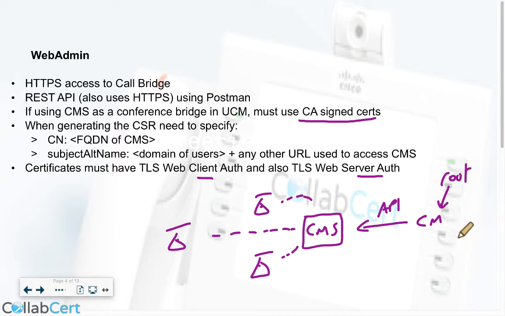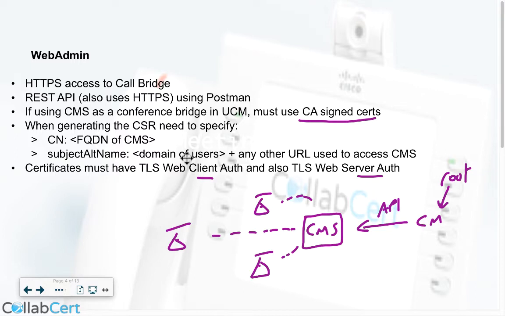Okay, so the WebAdmin is perhaps the most difficult of all the components, because it's essential that you do have a CA signed cert. We're going to be using our Active Directory, a Microsoft 2012 R2 server for that. The certificate enrollment component has been set up already, and we'll just need to specify the common name, which is going to be the FQDN of the CMS, and then the subject alternate name, which is the XMPP domain of all the users. So if I'm vic at collabcert.com, then collabcert.com will need to be in the SAN, subject alternate name.